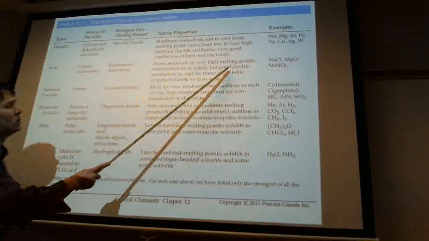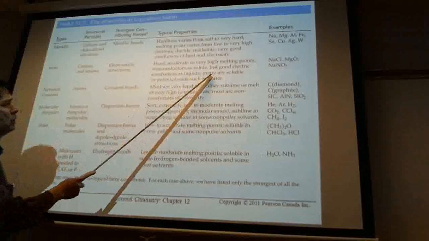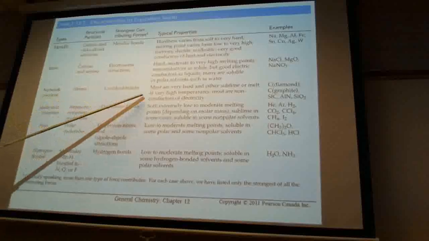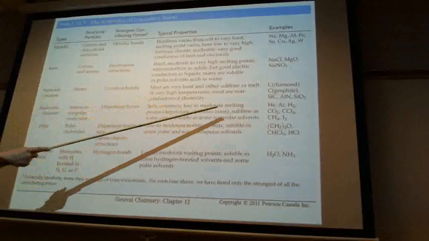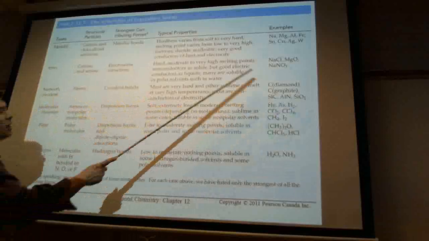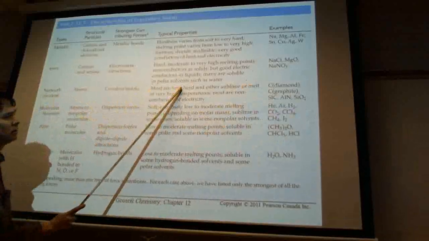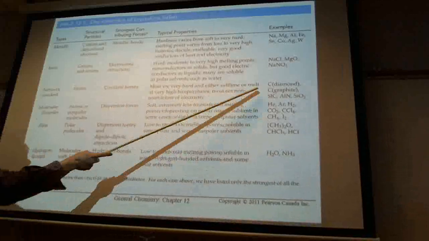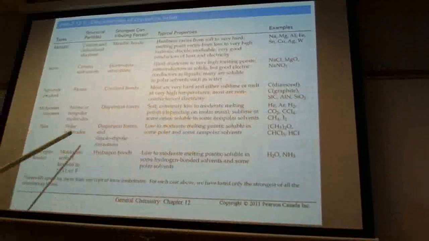Non-conductors as solids, but good electrical conductors as liquids. Many are soluble in polar solvents, such as water. Network covalent would be like diamond, graphite, silicon carbide, aluminum nitride, silicon dioxide, very hard. Hard to melt. Non-conductors of electricity, except for graphite.